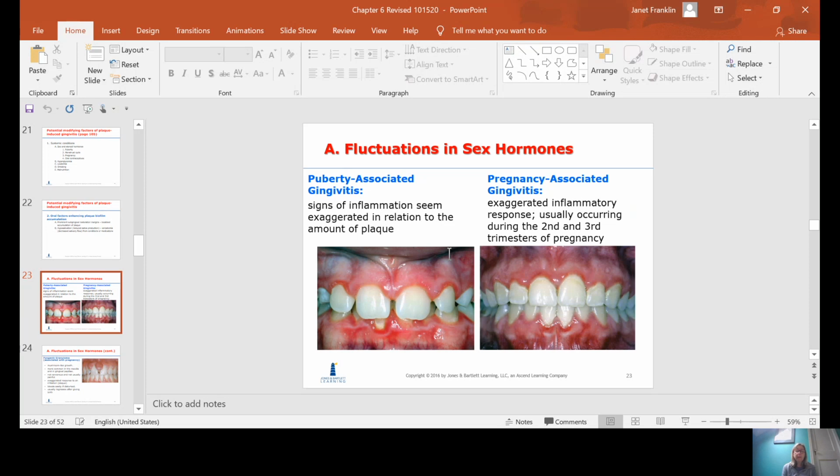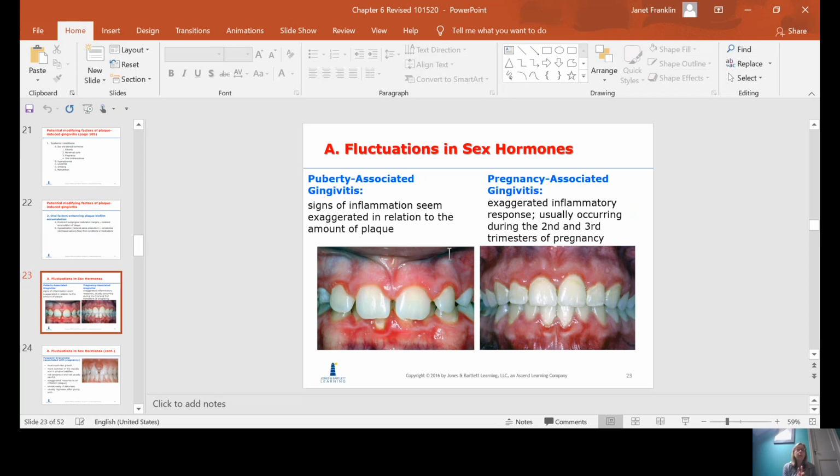Fluctuations in sex hormones. We have puberty-associated gingivitis, the picture on the left. We have pregnancy-associated gingivitis. As the hormone levels continue to increase during pregnancy, if plaque control isn't meticulous, the patient will develop gingivitis because it's more like an exaggerated inflammatory response to the amount of plaque.